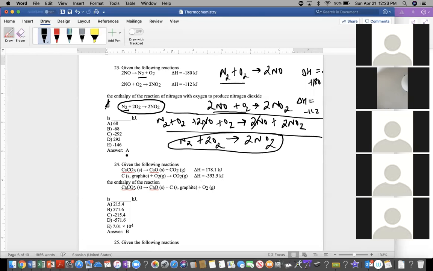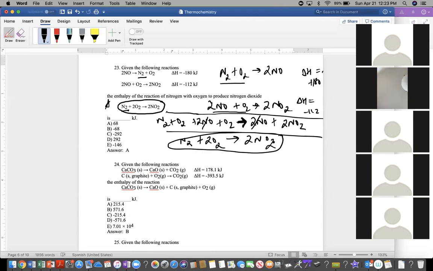How come you didn't cancel the O2s out? How come you combined them instead? They're on the same side, right? If they're on the opposite side, you cancel. You see the arrow sign here? If the things are on the opposite sides of the arrow, you cancel them. If they're on the same side, you are adding them. Okay, that makes sense. I just wanted to ask that because I don't want to go on the test and make that mistake. Sure. So we got this reaction, right?